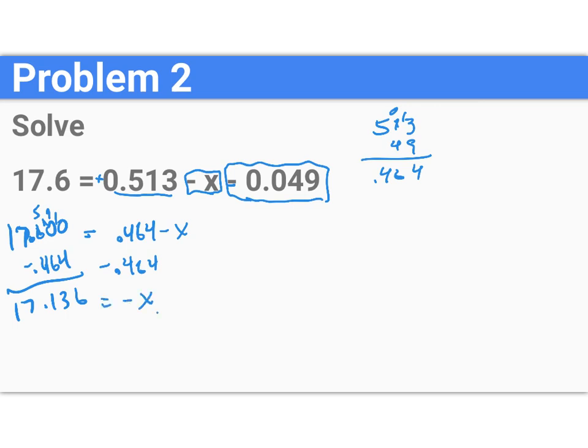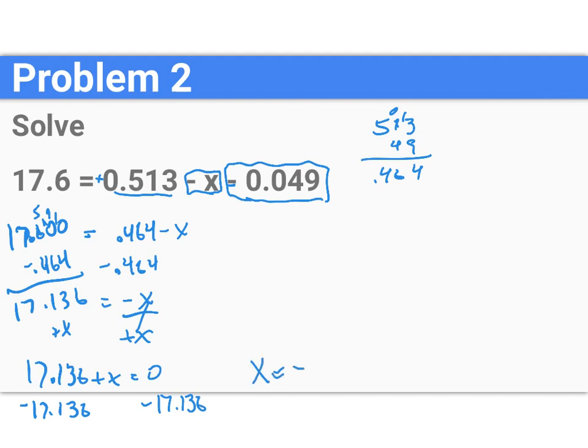But look at this. We got negative x. You cannot have a negative variable as an answer. So what we're going to do is add x to both sides so they cancel out. So you're left with 17.136 plus x equals 0. And we had to subtract 17.136 from both sides. So x equals negative 17.136. And that is our answer.